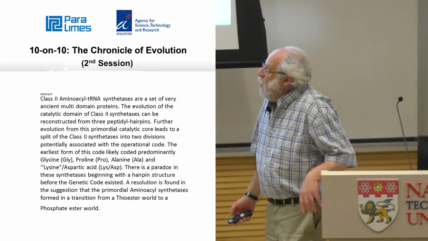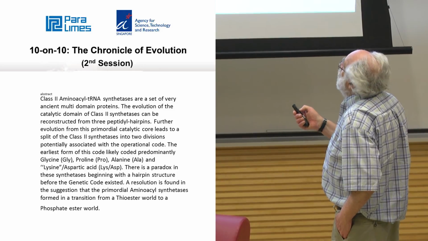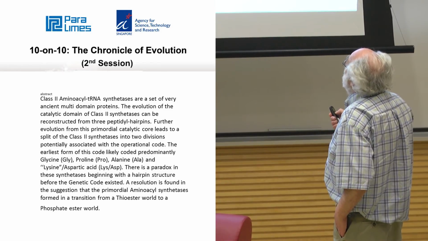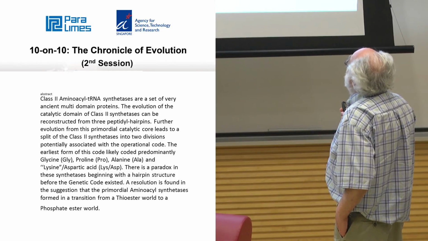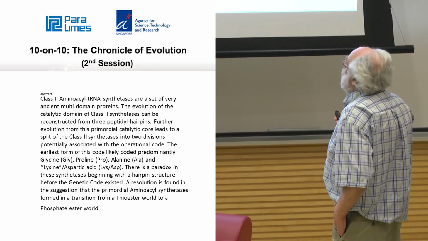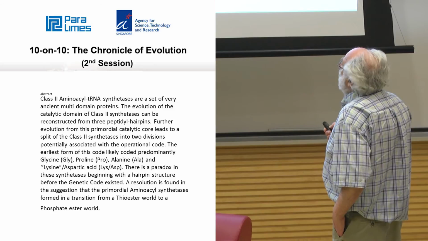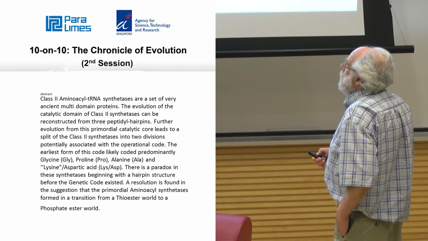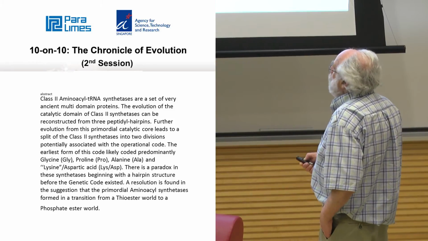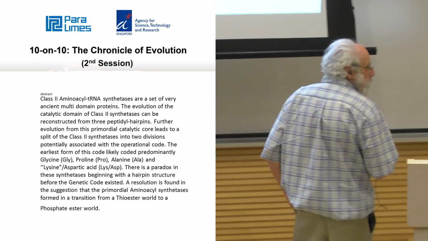So this just tells you what I just said. The amino acyl tRNA synthetases are a set of very ancient multi-domain proteins. The evolution of the catalytic domain of class II synthetases can be reconstructed from 3 peptidyl hairpins. Further evolution from this primordial catalytic core leads to a split of the class II synthetases into 2 divisions, potentially associated with the operational code, which I will come back to. The earliest form of this code is likely to have coded predominantly glycine and proline, with later alanine and lysine aspartate. There is a paradox in these synthetases. Beginning with a hairpin structure before the genetic code existed, a resolution is found in the suggestion that the primordial amino acyl synthetases formed in a transition from a thioester world to a phosphate world.